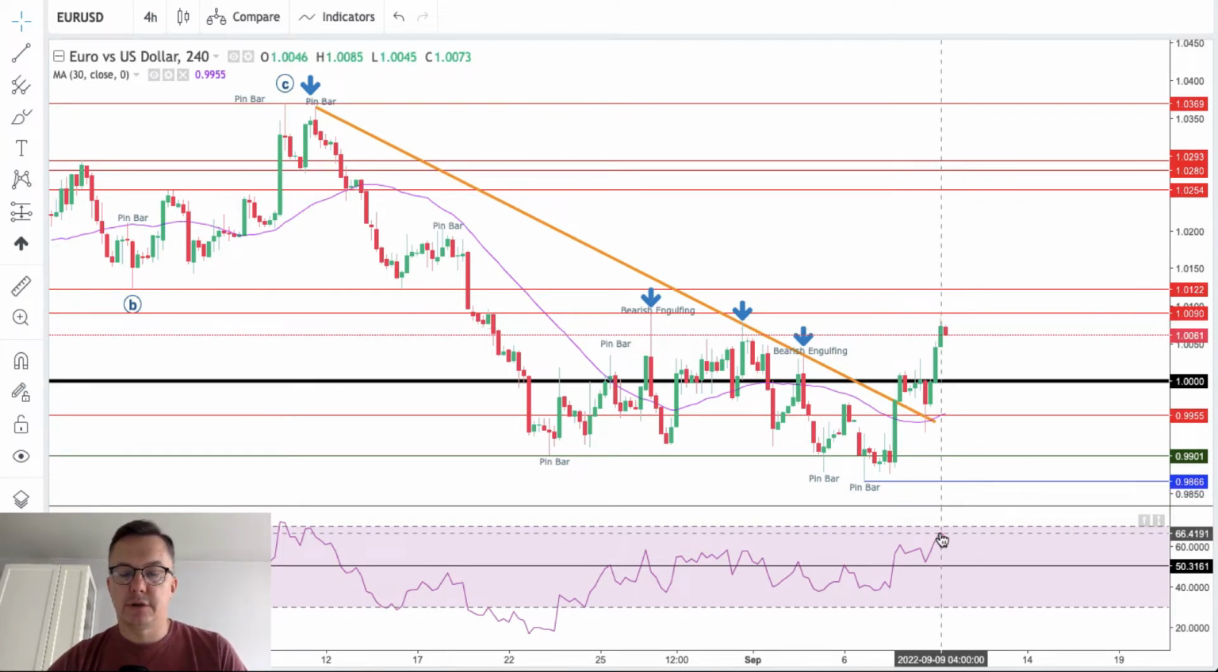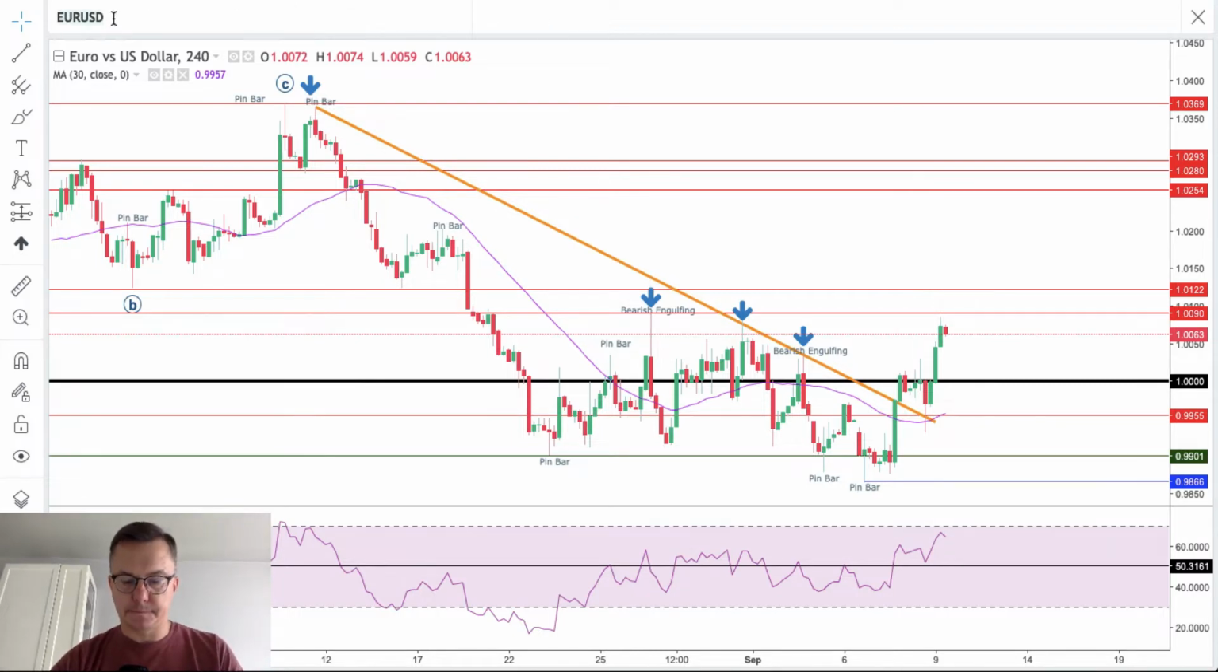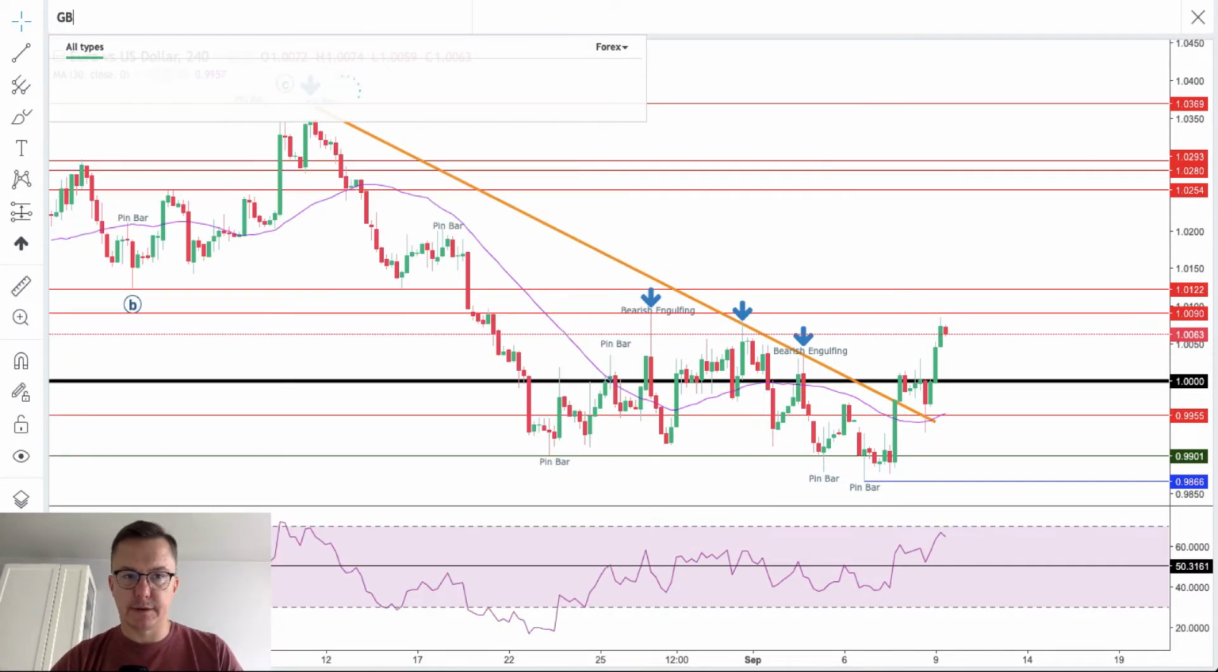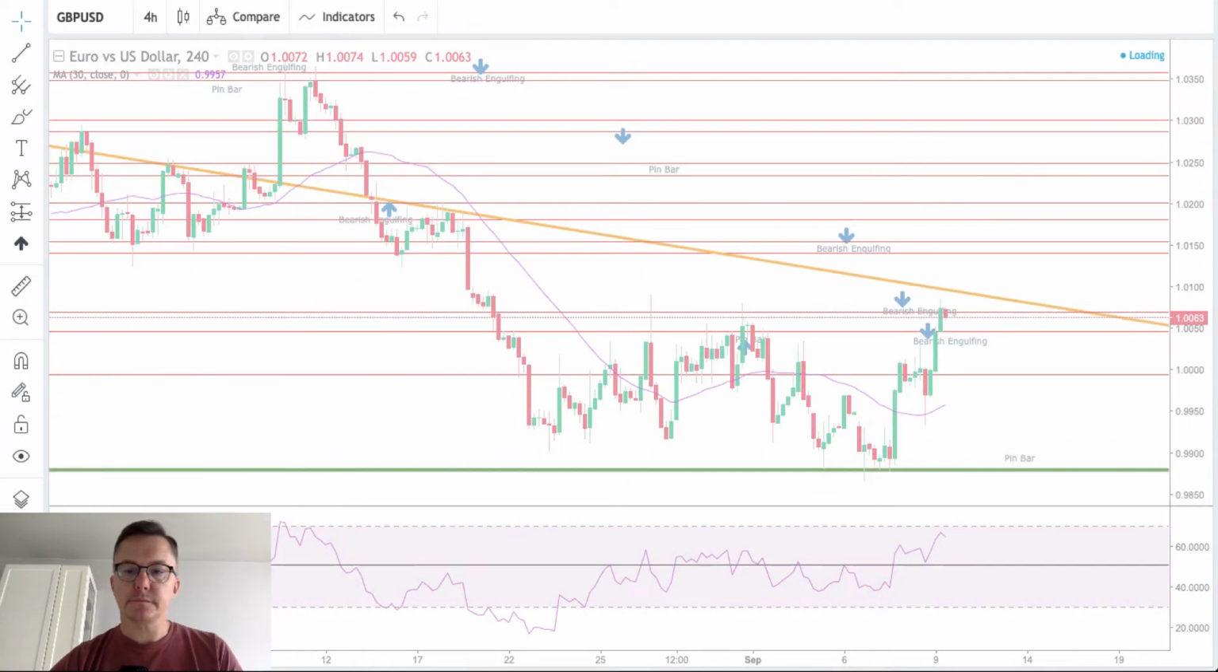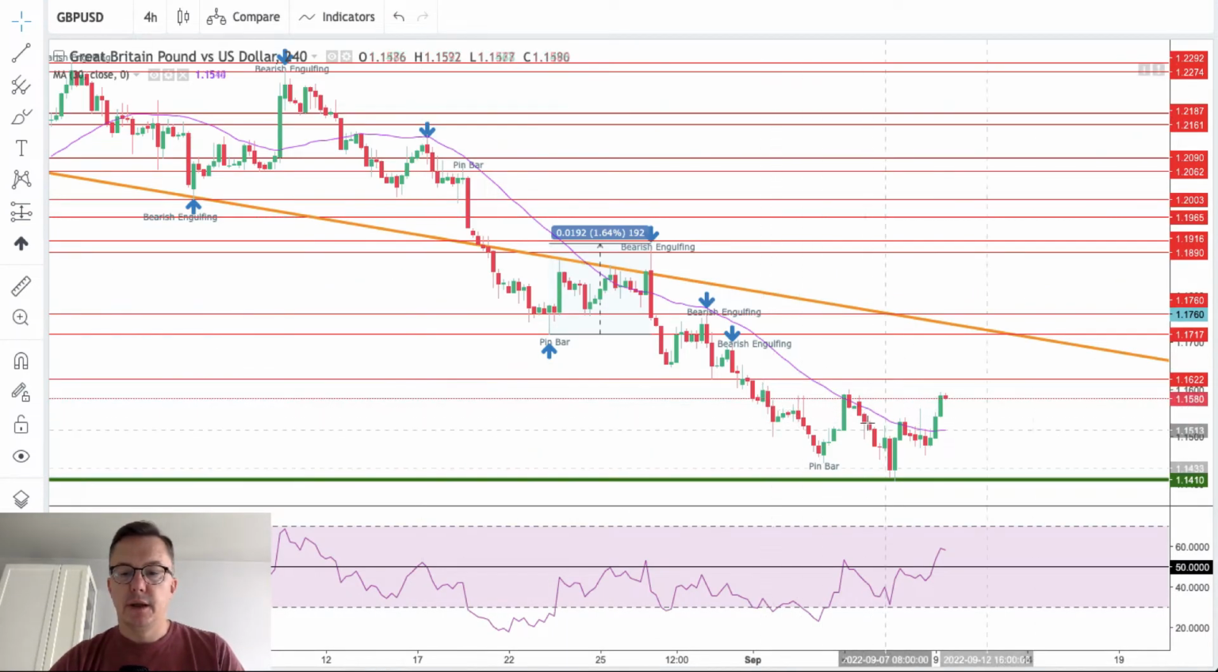We are pretty much very close to the extremely overbought market conditions. However, the most important thing is now the market reaction on these two levels, 1.0090, 1.0122. If there is a breakout, of course, there is still potential for another rally towards 1.0254, 1.0554. So that's of course the euro dollar. What's going on the pound?